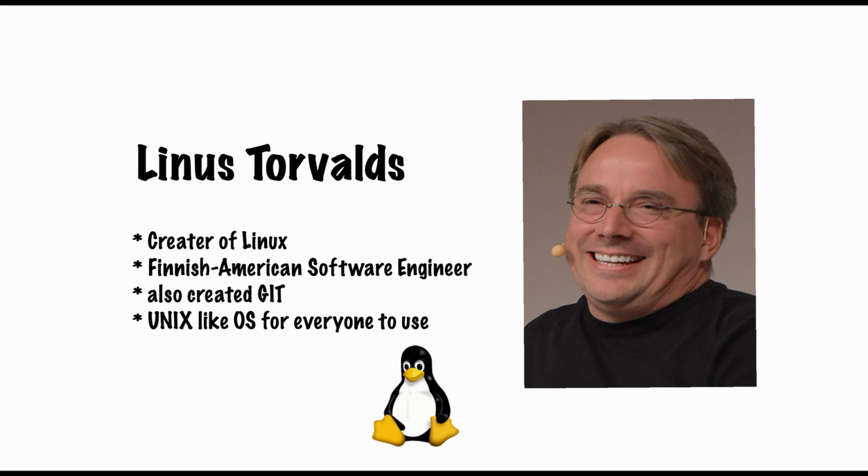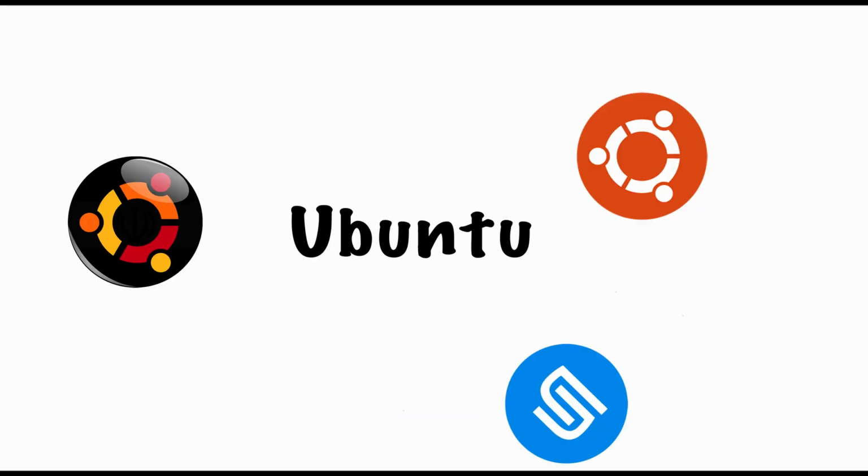Linux was created as a part of a project in which he wanted to create a Unix-like operating system which can be modified and used by anyone. There are various derivations and flavors of the Linux operating system. Ubuntu is one of the most famous flavors of Linux. It is maintained by an organization called Canonical. It is one of the most user-friendly Linux operating systems.